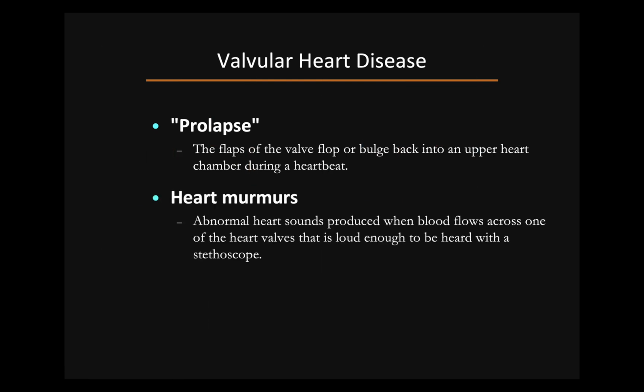A heart murmur is where you have an abnormal heart sound, and this is produced when blood flows across one of the valves that is loud enough to be heard with a stethoscope. So instead of you hearing, for instance, lub-dub, you would hear the blood flowing, which would give you more kind of a whoosh, whoosh type of sound.